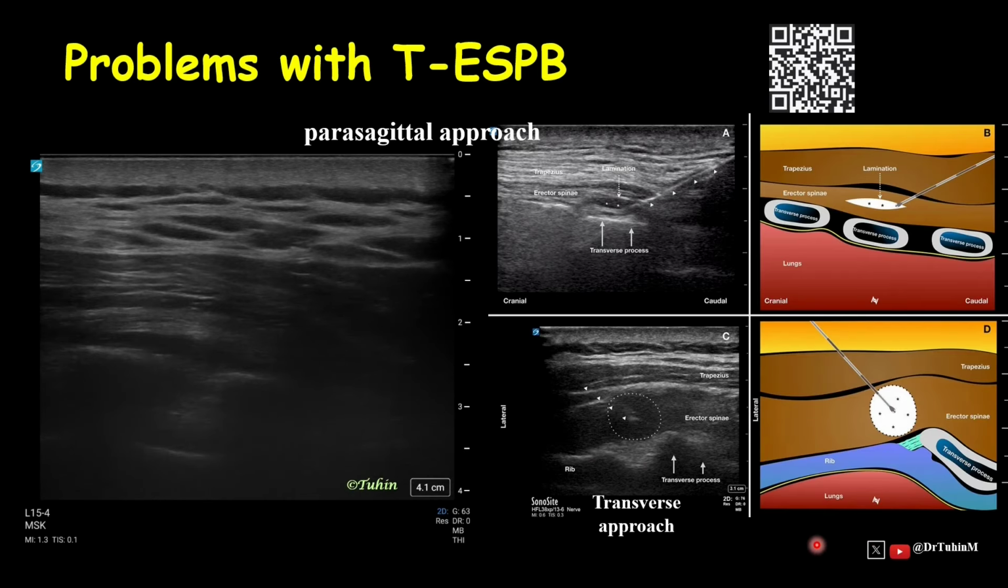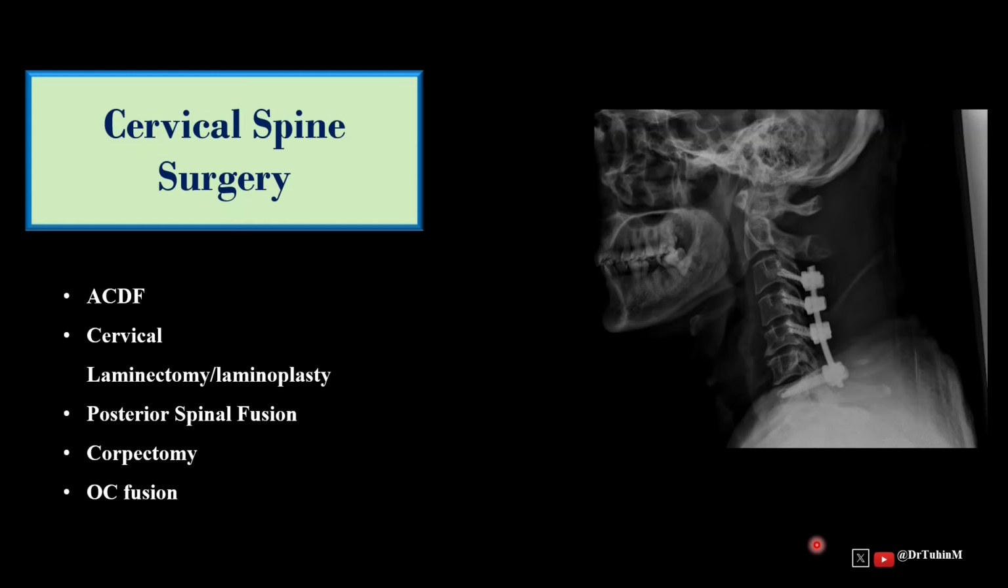Coming to the cervical spine surgery, we are doing the anterior as well as the posterior. For ACDF surgery, we don't use the erector spinae plane block. We either use the local wound infiltration before the incision or the superficial or intermediate cervical plexus block. For the others, let me discuss what we use.